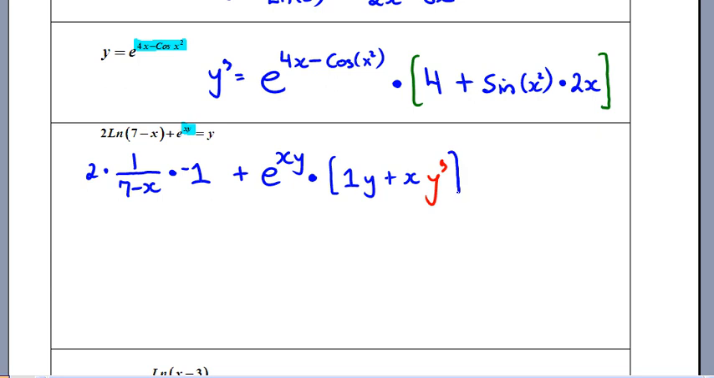All right, that is the derivative of the left-hand side, and now the derivative of the right-hand side, another y prime.